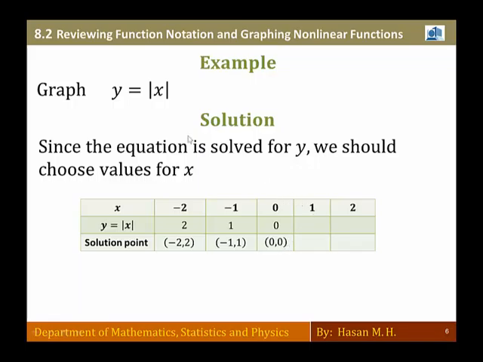Substitute 1 for x. y equals the absolute value of 1. The absolute value of 1 is 1. So y equals 1, and the solution point is 1 and 1. Substitute 2 for x. y equals the absolute value of 2. The absolute value of 2 is 2. y equals 2. And the solution point is 2 and 2.